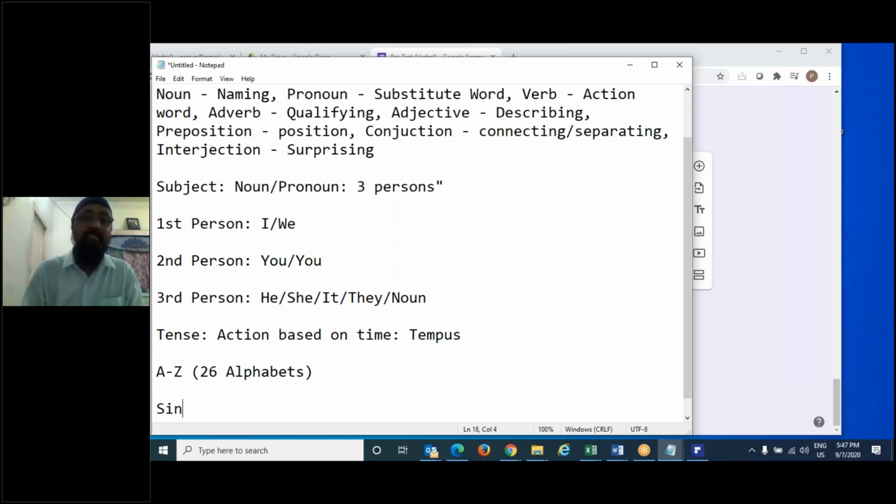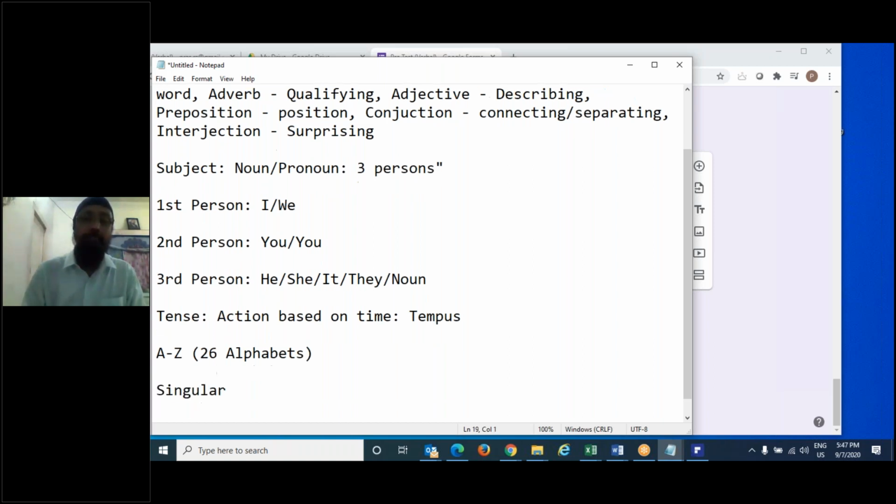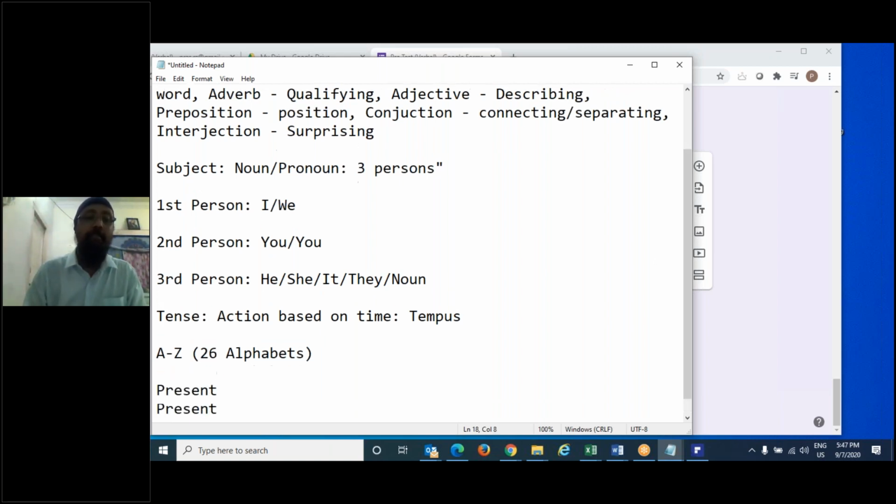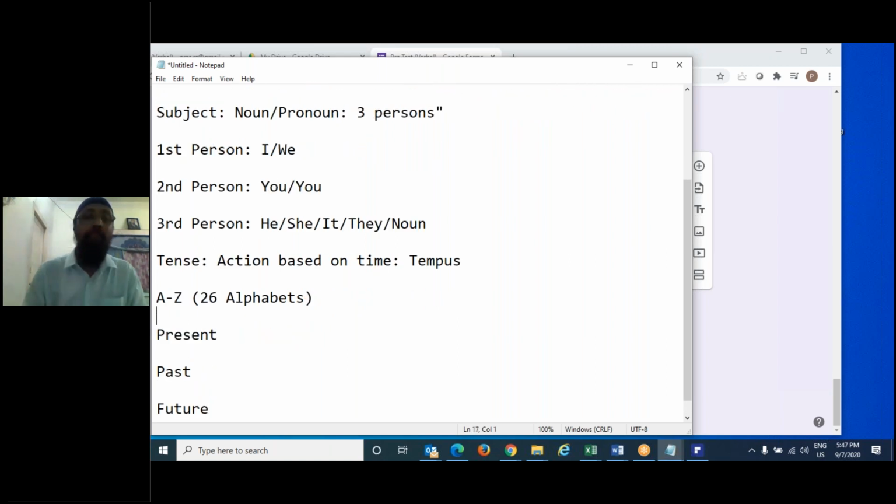Tenses are, sorry, I'm extremely sorry here: present, past, and future. However, we have four attributes as well. Attributes are simple, continuous, perfect, and perfect continuous. So four attributes into three tenses gives us 12 possible tense rules.